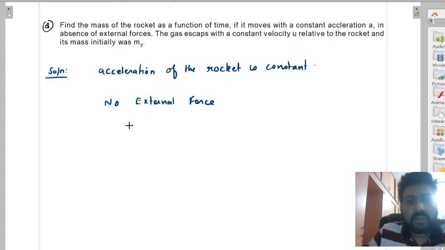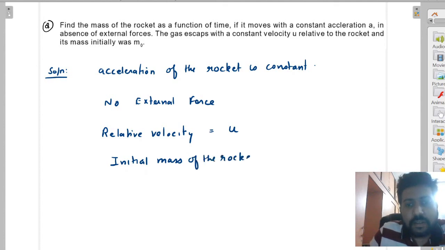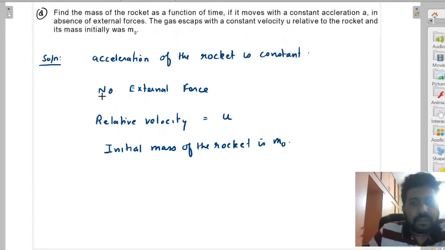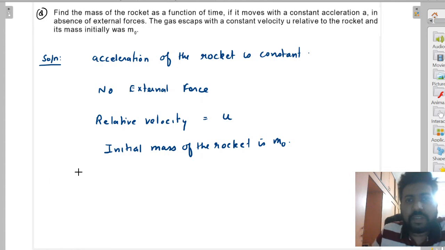And also the relative velocity of the ejected fuel is equal to u, and the initial mass of the rocket is m naught. So we need to find the mass of the rocket as a function of time. You know that there is only thrust force acting here. There is no gravity. We have to assume there is no external force.